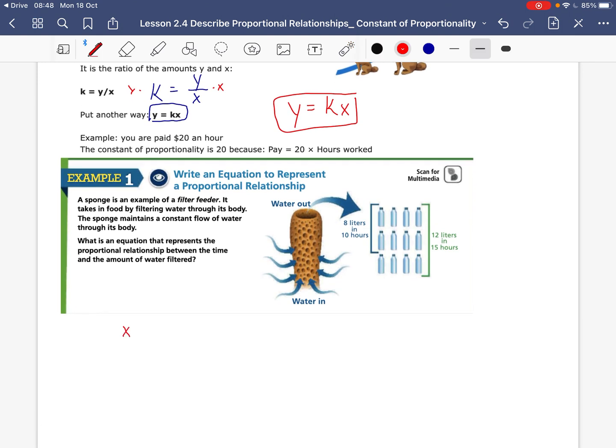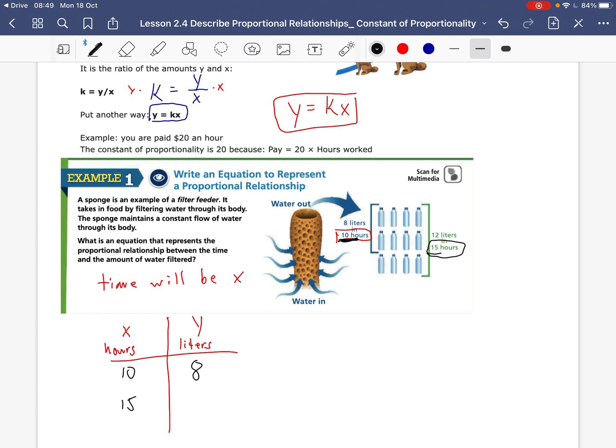So we can write this out as a table with x and y. And typically, time will always be x. So just remember that time is x. Think of it as time. So this will be the hours, and y will be the liters. So if 10 liters go in, what comes out? 8 liters come out. If 15 liters go in, how much water is coming out? 15 liters are going in, only 12 liters come out, okay?